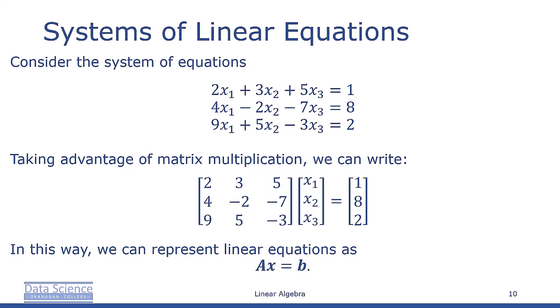If we want to take advantage of matrix multiplication, we can write this as the matrix 2, 3, 5, 4, negative 2, negative 7, 9, 5, negative 3, times the matrix x1, x2, x3, and that matrix product is equal to the vector 1, 8, 2. So in this way, we can represent a system of linear equations as a matrix equation AX equals B.